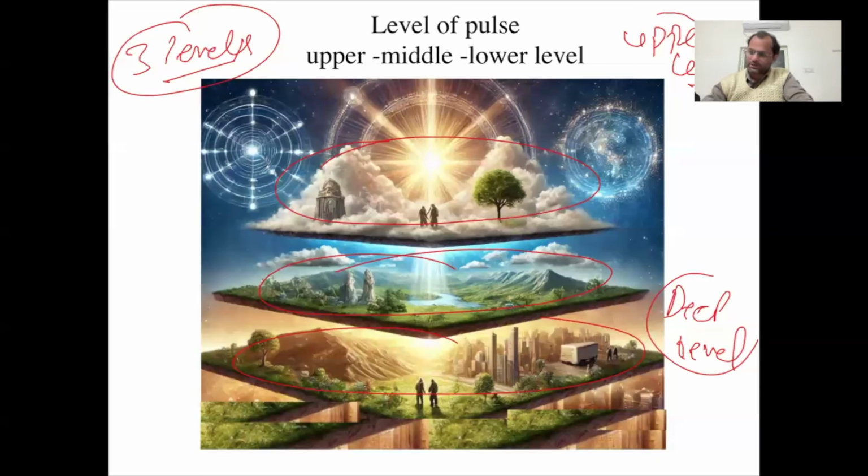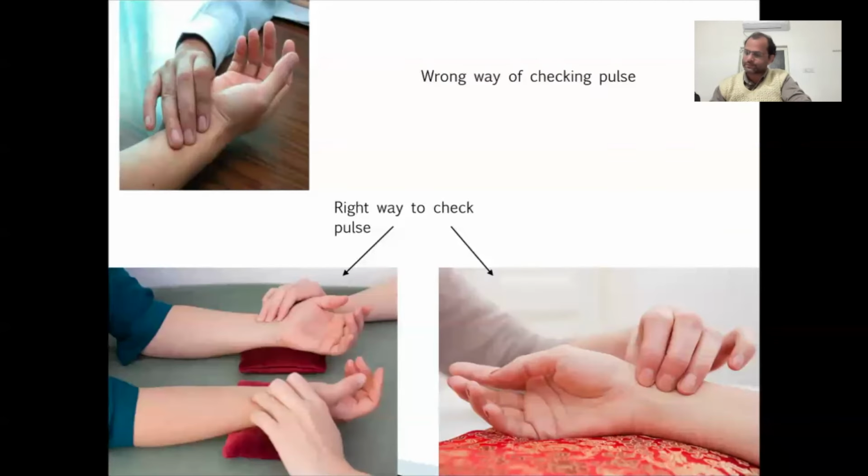Some pulses are available on the upper level, but disappear on the deeper level. So we'll see as per the level. So this is the chart. This is the wrong way to hold the pulse, that you are holding from the small finger side. This is the wrong way.